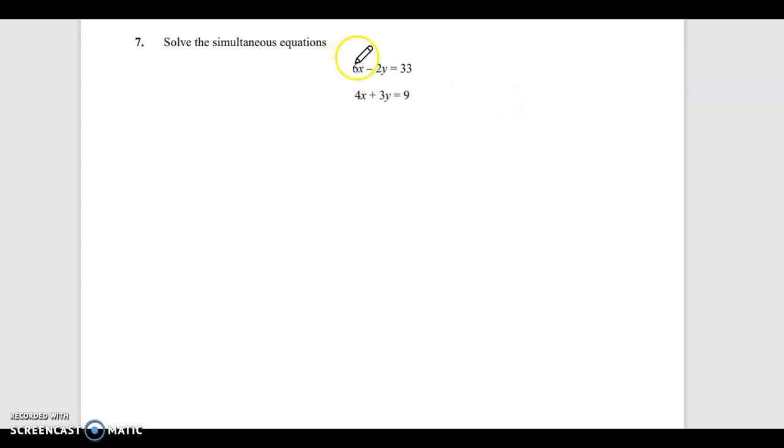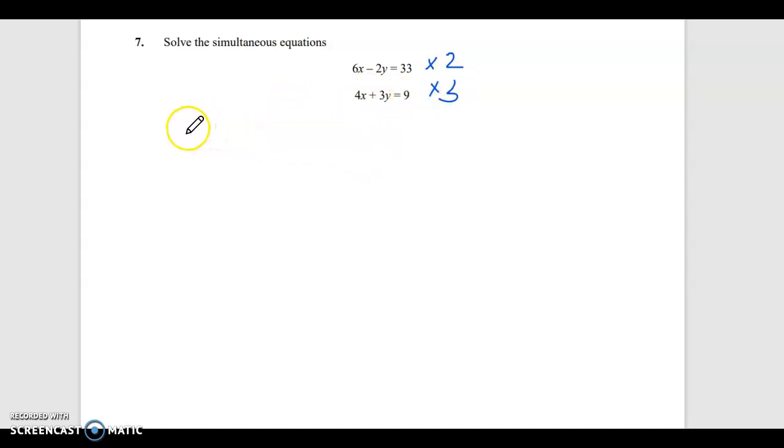Okay, so I'm looking at the x's here because they're both positive, and it's a bit difficult when you've got negatives, but you can do it with the y's. So I'm looking for the lowest common multiple of 6 and 4. In other words, the smallest number they will both go into, and that is 12. So I'm going to multiply this one by 2 to turn that into 12x, and I'm going to multiply this one by 3 to turn that also into 12x.